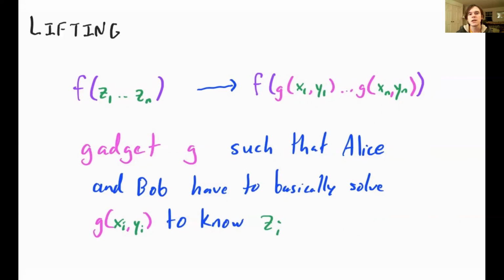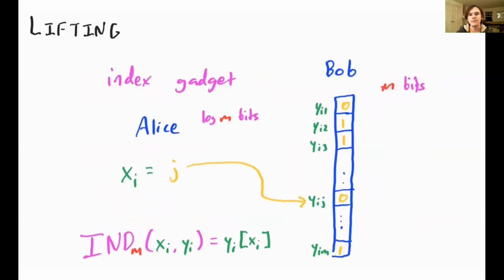And we're going to see an even more general gadget, which is called the index gadget. So the index gadget is going to have some parameter m, and I'm not going to tell you what m is just yet, but fix some m, and then Alice is going to get log m bits, which we're going to interpret as a number from 1 up to m. And Bob is going to get m bits, which we're going to interpret as a Boolean array of length m. And the value of the index gadget is simply going to be what the value in Bob's array is at the location pointed to by Alice's element.